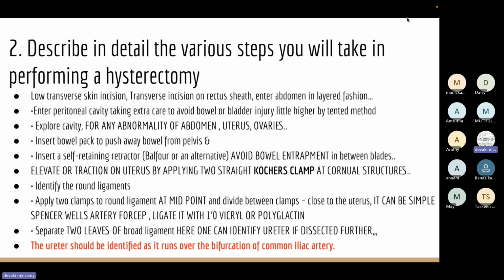Then identify the round ligament. Here you can apply two clamps or two Spencer Wells at the midpoint of the round ligament and divide in between, close and clamp and cut it.